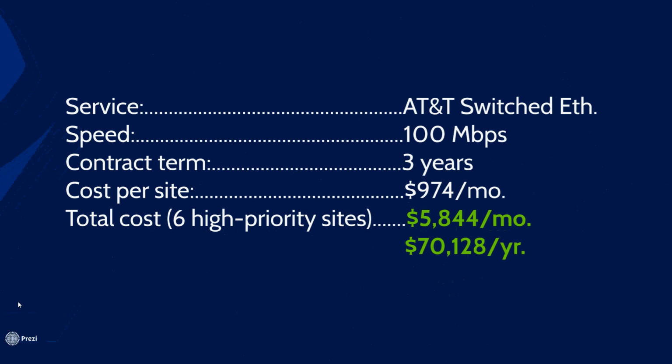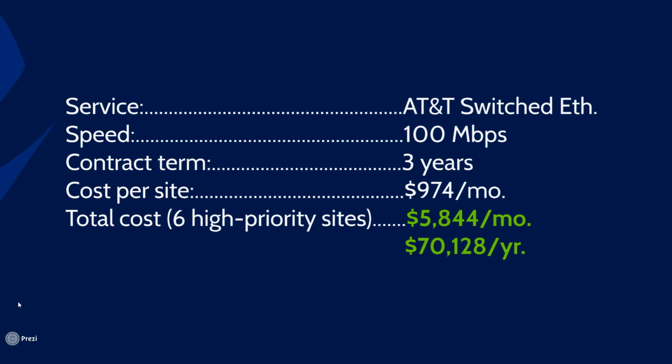So let's look at what this service might cost in this scenario. AT&T switched Ethernet is the product. Our speed is 100 megabits per second in this case. By the way, the entire school district was only using 50 megs for the internet connection. So I'm doubling that to make sure I have enough room for other things like sharing data that's coming from central office but not necessarily going to the internet. So I have some overhead above my internet connection speed.